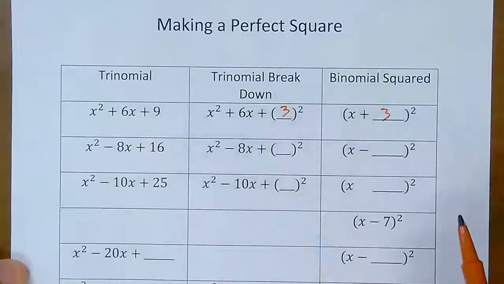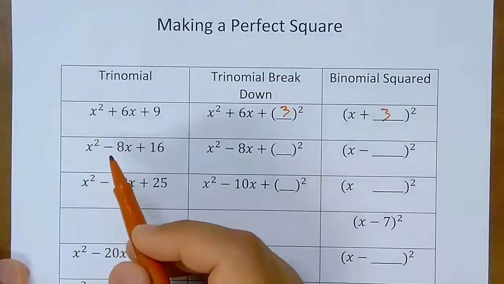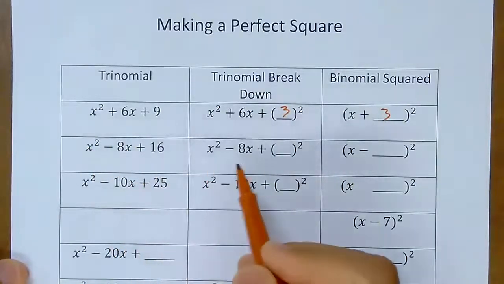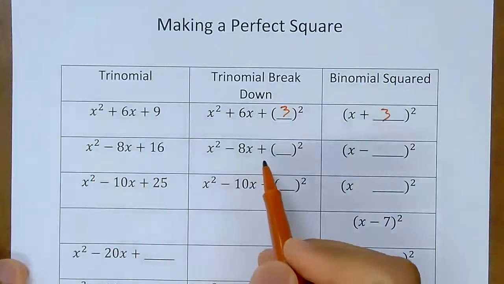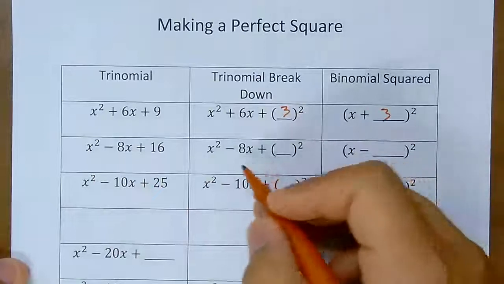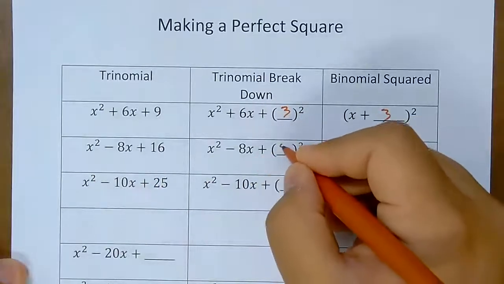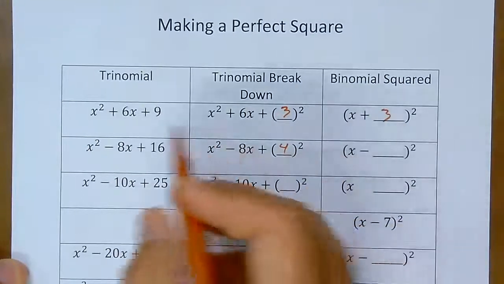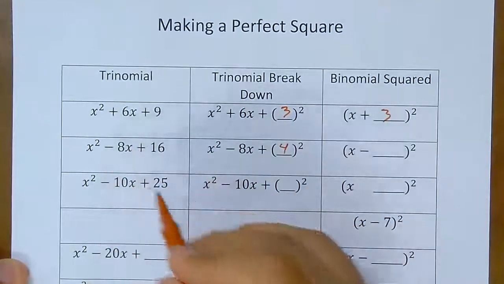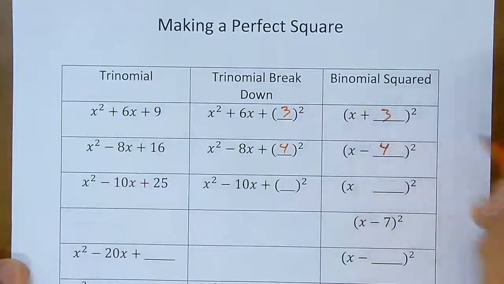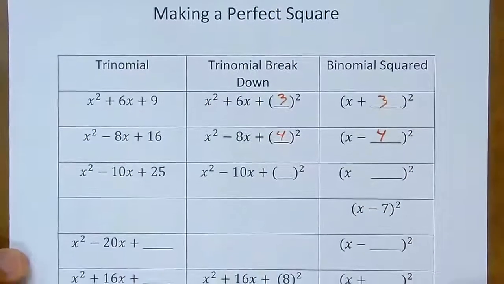Okay, let's take a look at another example. We have x squared minus 8x plus 16. That's going to be x squared minus 8x plus something squared. Well, 16 is 4 squared. And you see how it's minus here? That's because we have a minus 8x for both of these as well. So it's going to be x minus 4 quantity squared.